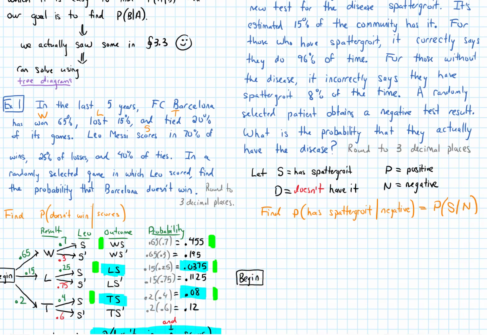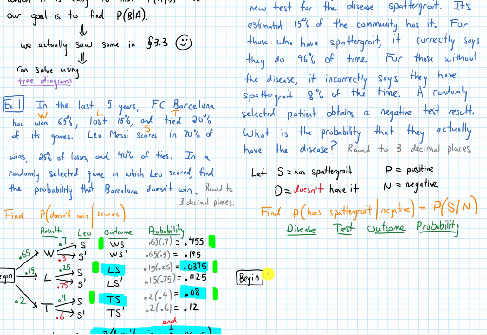And a tree diagram might be helpful because we have these stages. There's this matter of, do they actually have the disease? And then what does the test indicate? Then we can form the outcome. And then finally write a probability for each outcome.